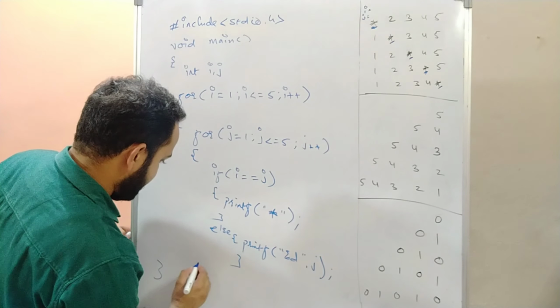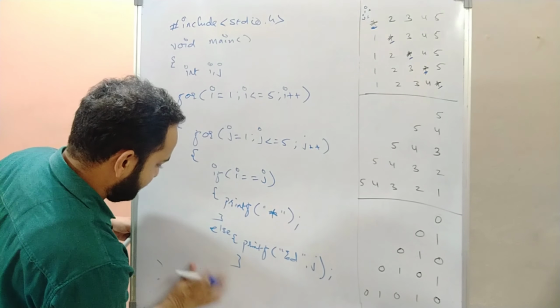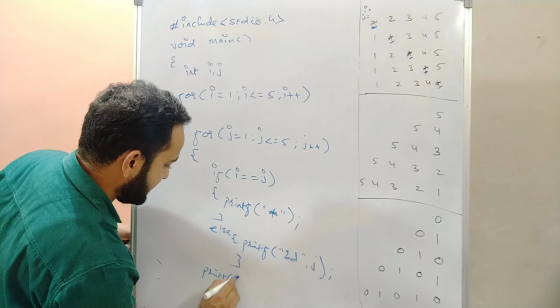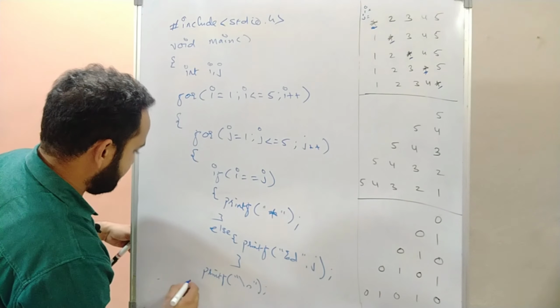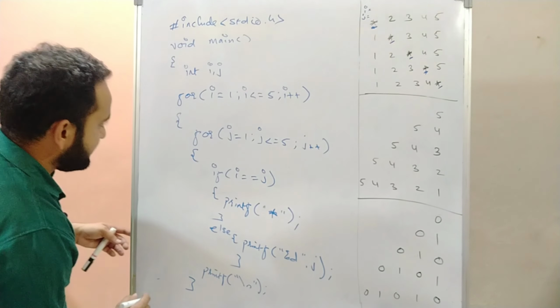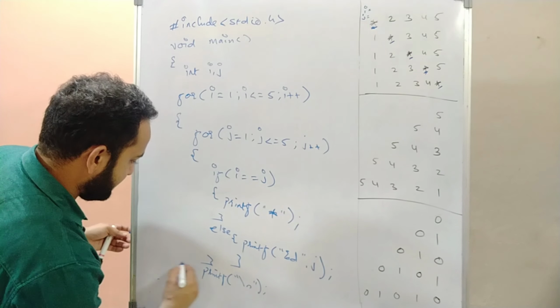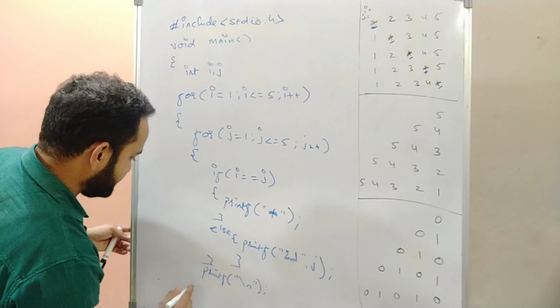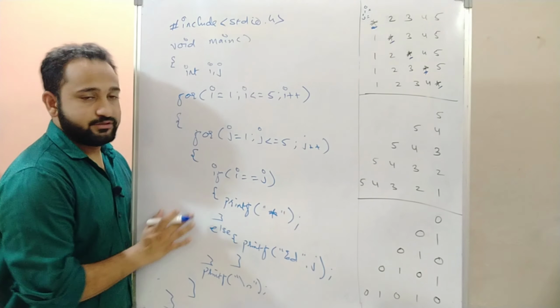And else closes, my inner for loop closes, and before closing the outer for loop, what do you have to do? Leave one line, printf \n, semicolon, and my outer for loop closes now. Sorry, else closes, my inner for loop closes here, my printf statement is there, then my outer for loop closes, my main method closes. I hope you got this.